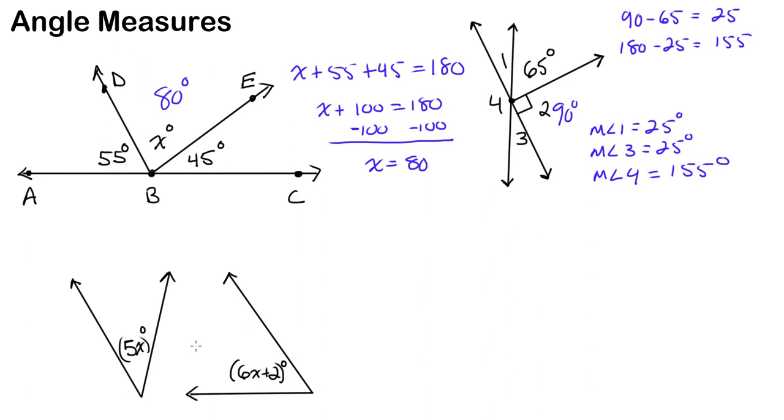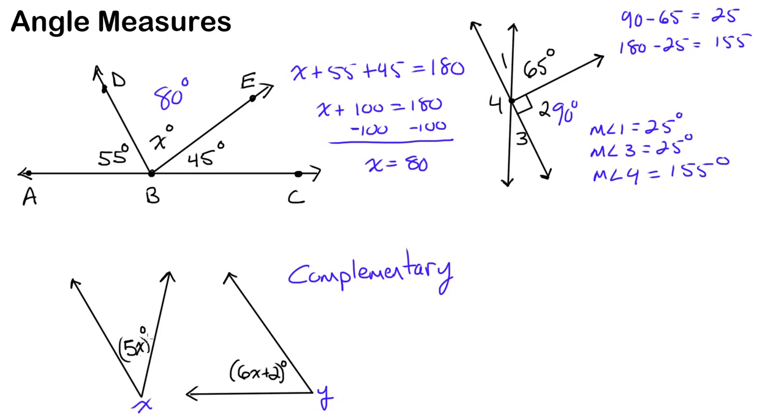All right, so now looking at this third figure down here, let's call this angle X, and let's call this angle Y. Suppose I tell you that they are complementary angles, right? So what that means is that the sum of these two angles, the measure of angle X plus the measure of angle Y equals 90 degrees.